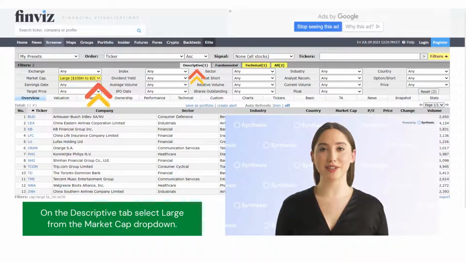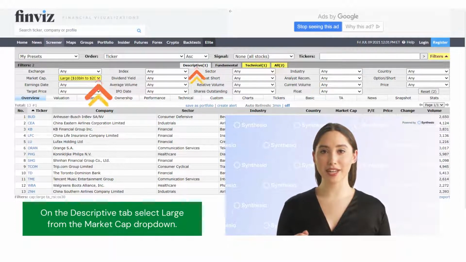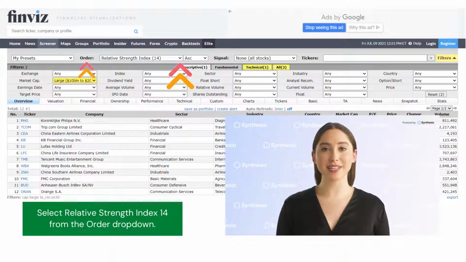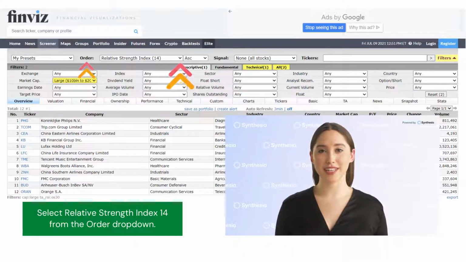Now go back to the Descriptive tab and select Large from the Market Cap dropdown. We have 13 stocks that are below the Oversold 30 RSI, which is an indicator they are trading below their true value. Next, select Relative Strength Index 14 from the Order dropdown. This will sort the stocks from the lowest RSI number to the largest. The lower the RSI, the better.